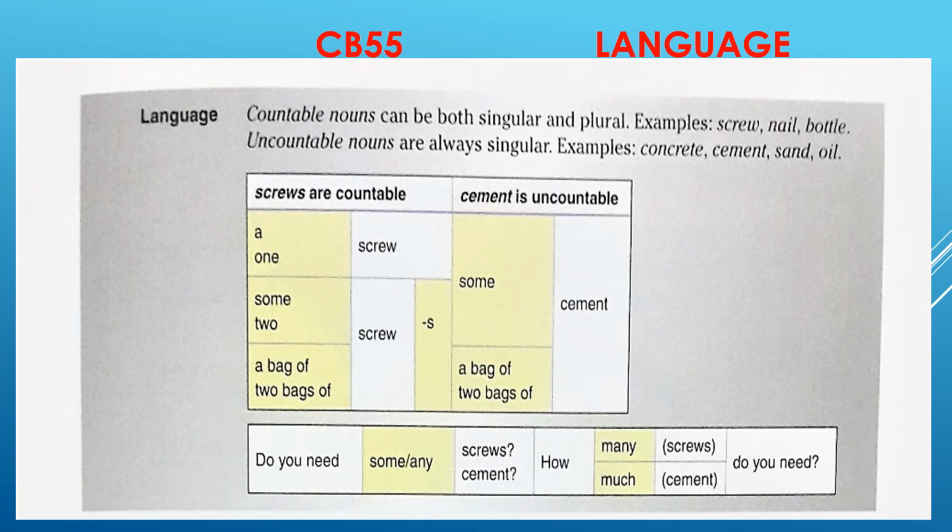Let's look at the table. Screws are countable, so we can say a screw, one screw, some screws, two screws, a bag of screws, or two bags of screws. Let's look at the other half of the table, the other side. Cement is uncountable, so we can say some cement, a bag of cement, two bags of cement.